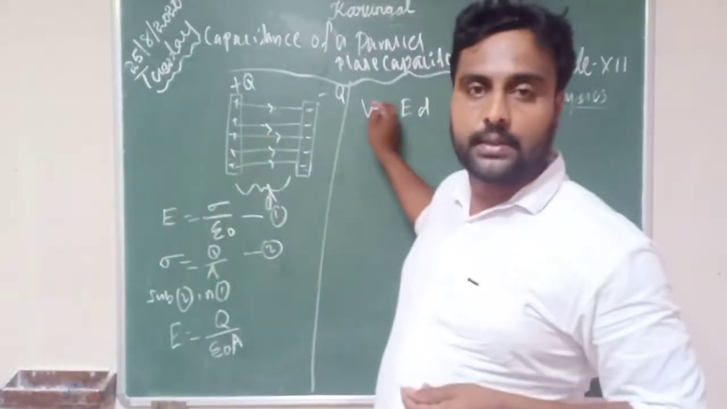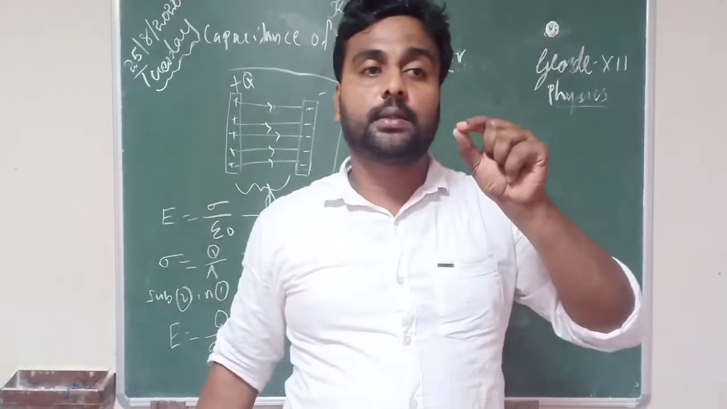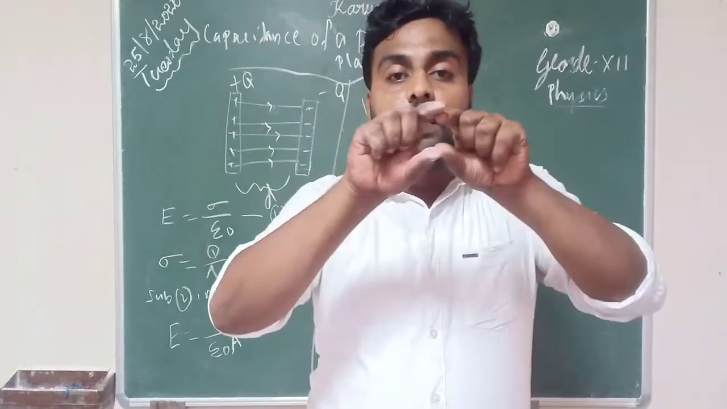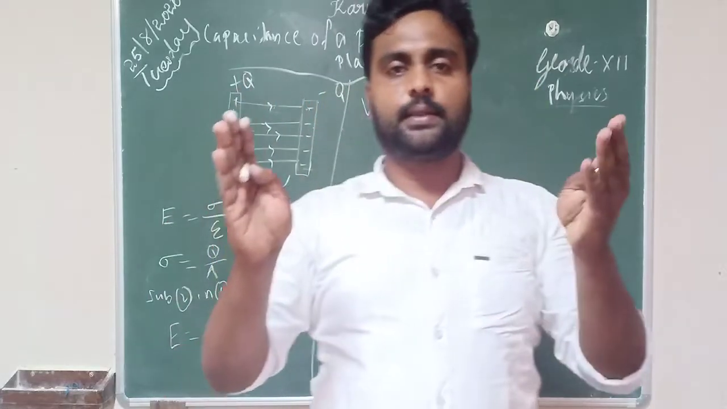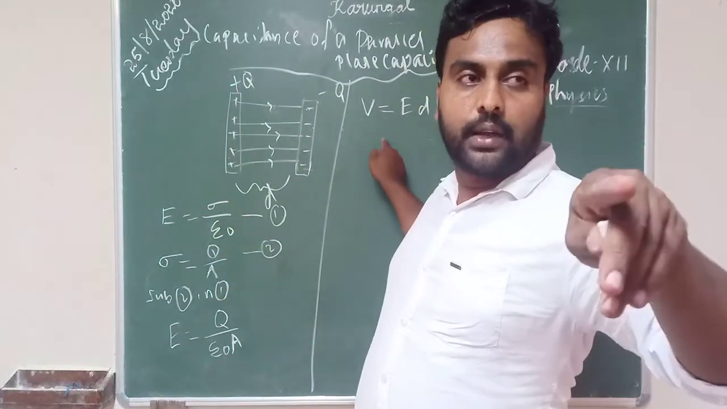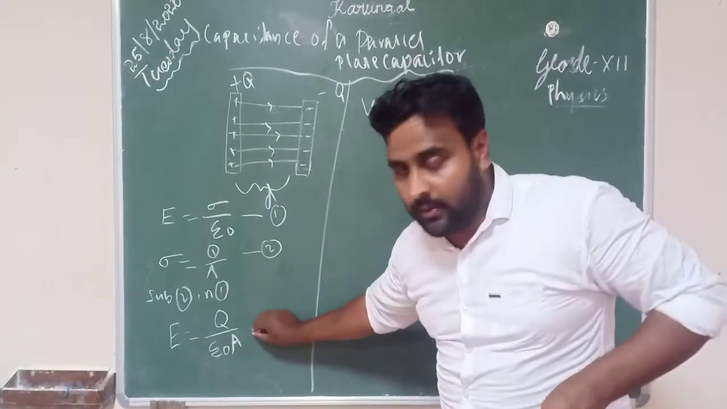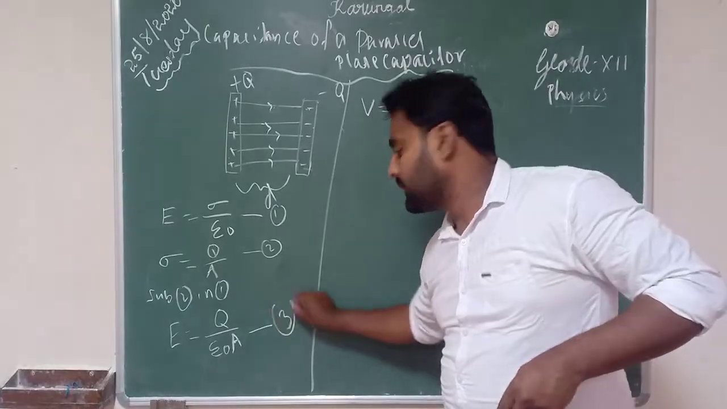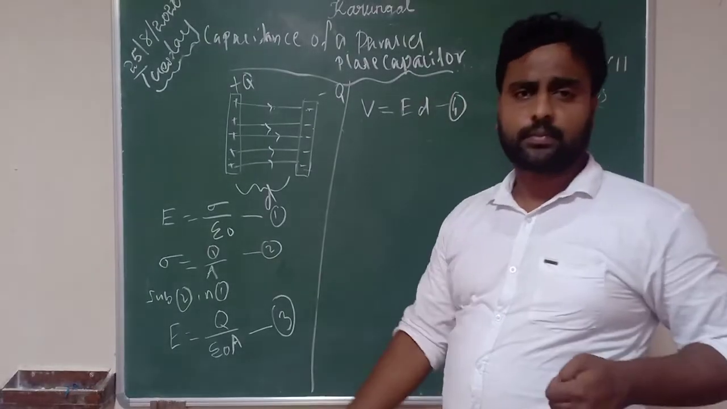The potential difference equation you can write as E into D, because the electric field between these two plates is uniform, and it is kept at a distance D. That's what we are using, the V is equal to ED formula. Here you can keep this as equation 3, and this you keep as equation 4.